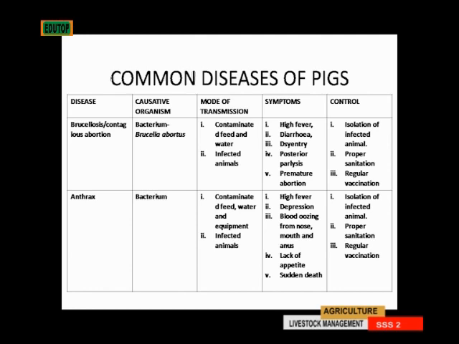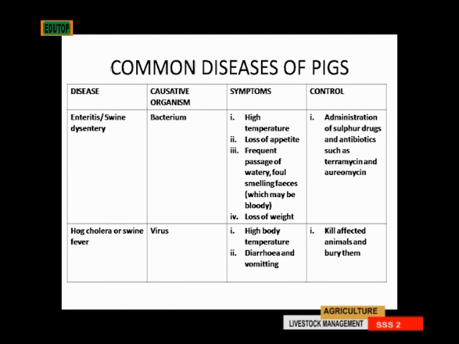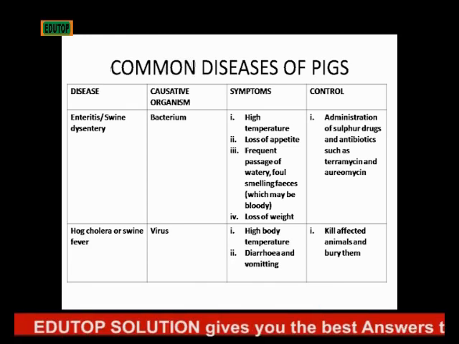The next disease of pig is enteritis, or what we call swine dysentery. It's also caused by bacterium, and the symptoms include high temperature, loss of appetite, frequent passage of watery and foul-smelling feces, which may be bloody too. You can see traces of blood in the watery and foul-smelling feces. Then loss of weight. The animal loses weight. Since it's dysentery, it's losing water, losing nutrients quick.